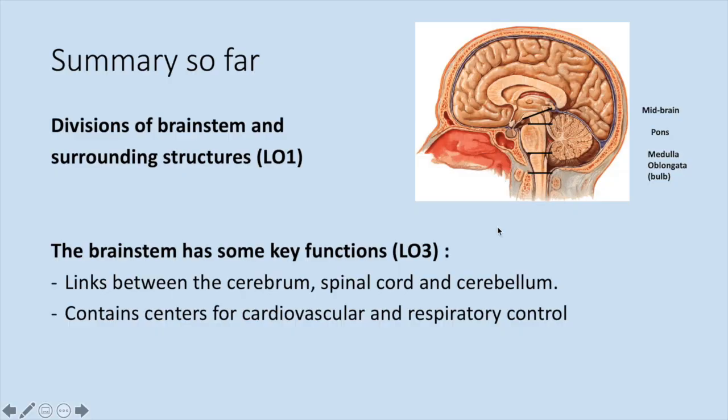So, quick recap then on what we've covered so far. We've talked about the divisions of the brainstem, the midbrain, the pons, the medulla, and we've talked about some of these important surrounding structures. We've also talked about some of the key functions of the brainstem. First of all is to link these key structures together, such as the cerebrum, the cerebellum, and the spinal cord. And we've also talked about how the brainstem is really important because it contains these centres for cardiovascular and respiratory control. So these centres are just essential for life, no matter if you're a human or a frog or a dog or a cat or whatever.